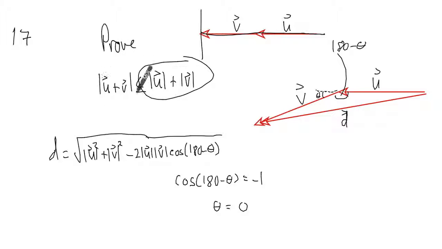So the maximum this will ever be is this, and that only occurs when u and v are in a straight line pointing in the same direction, theta equaling 0. Anything else will be less in terms of these two magnitudes.